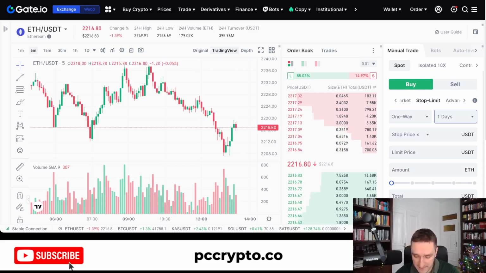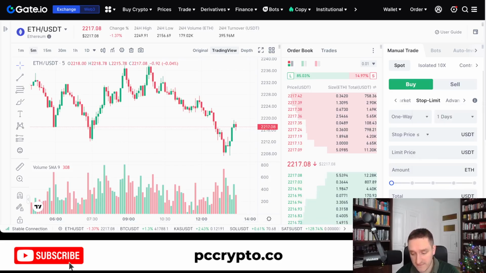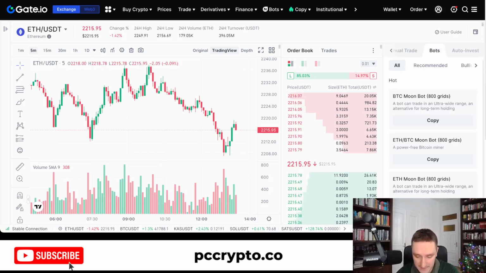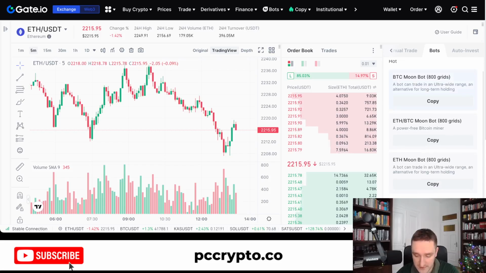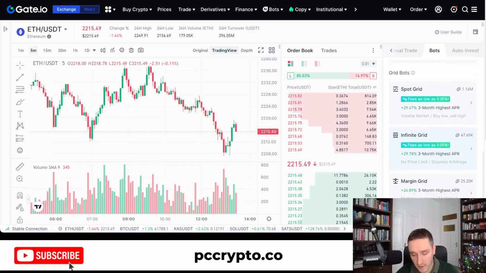And also I have different ways of having even more advanced options and how to use them. So this is very, very useful. Another thing here is that I can go to bots, and there are different ways to actually do it directly. The easiest bot is probably going with SpotGrid.